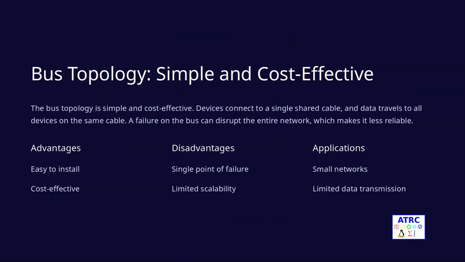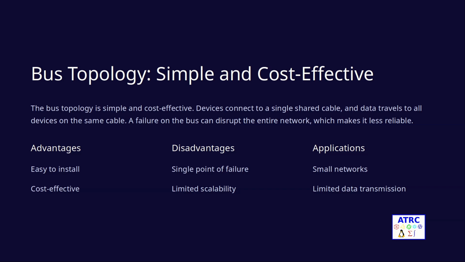The bus topology. Simple and cost-effective. In the bus topology, devices connect to a single shared cable and all the data travels to all of the devices on the same cable. A failure on the bus can disrupt the entire network, which makes it less reliable.